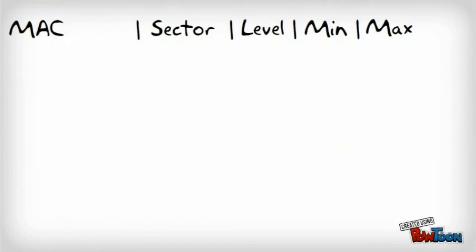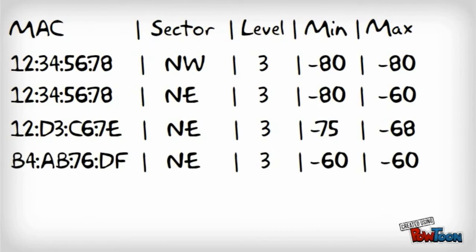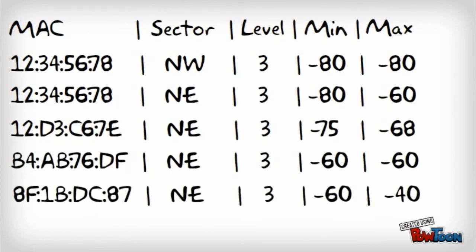Each access point found within a sector during calibration is then uploaded to PASS as a record, including the MAC address, the level and sector, and the max and min signal strengths. To reduce errors from noise, access points with the same minimum and maximum values are not uploaded.